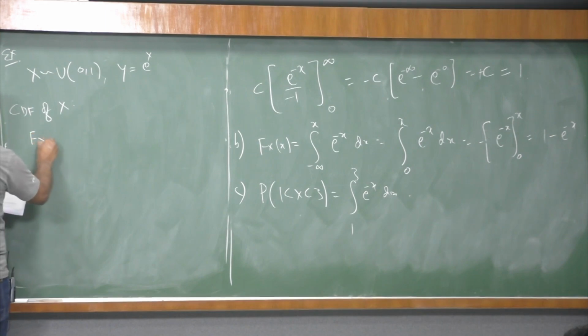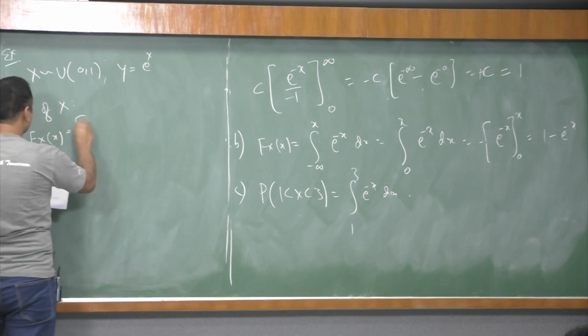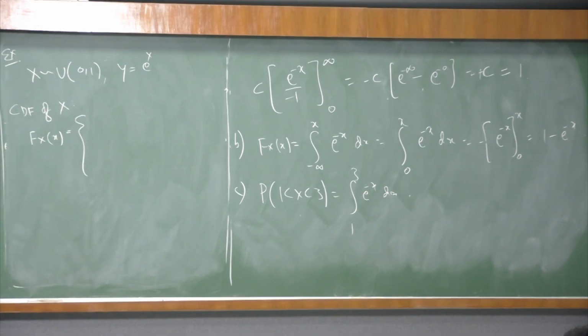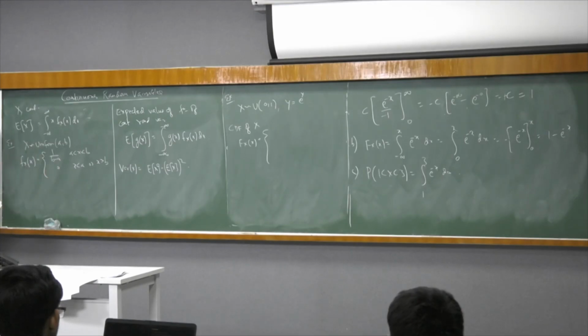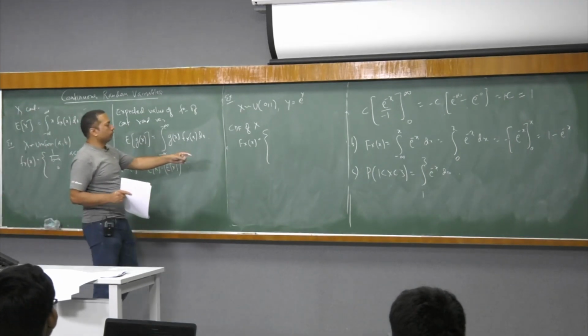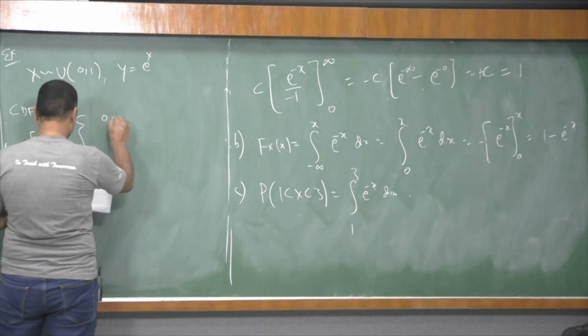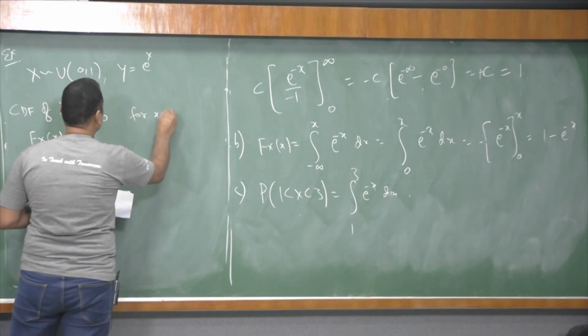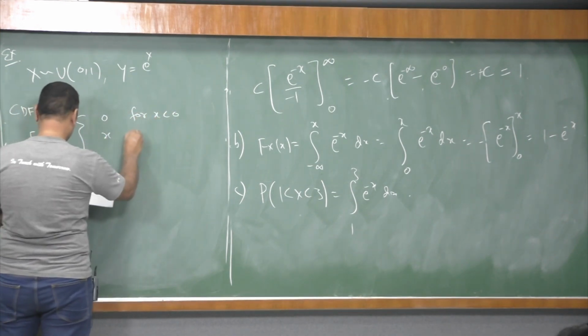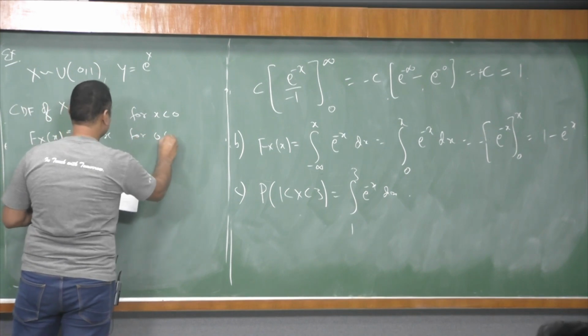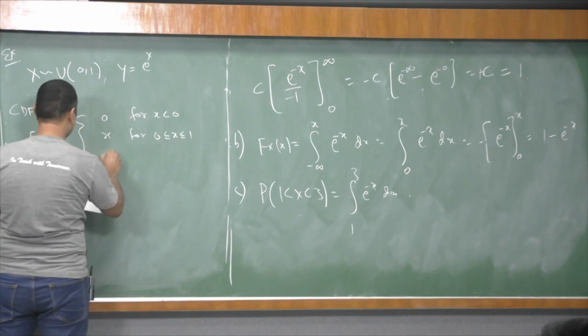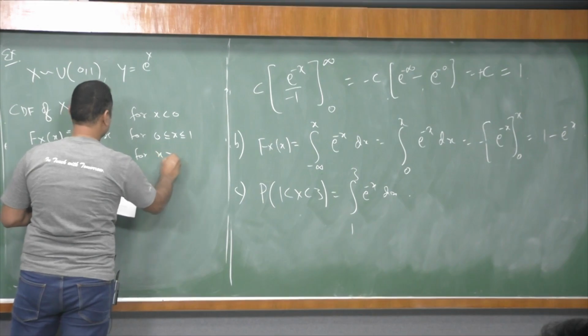F_X(x). You can verify this, why the CDF of uniform will be like what I'm writing, as a separate thing, because for the PDF you do the integral from minus infinity to x, and then you get the CDF values. So this is 0 for x less than 0, x for 0 less than x less than or equal to 1, and 1 for x greater than 1.